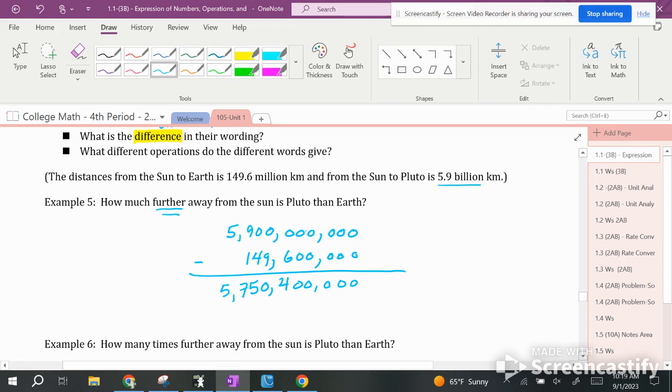Okay, so here's one of those things where if I was going to tell you how many kilometers are between them, I might just say they're about 5.8 billion kilometers apart. That's a significant digit idea, right? I'm not going to say it's exactly 5,750,400,000. That's ridiculous. Your brain doesn't comprehend that. If you just say 5.8 billion, that's the same thing, right?